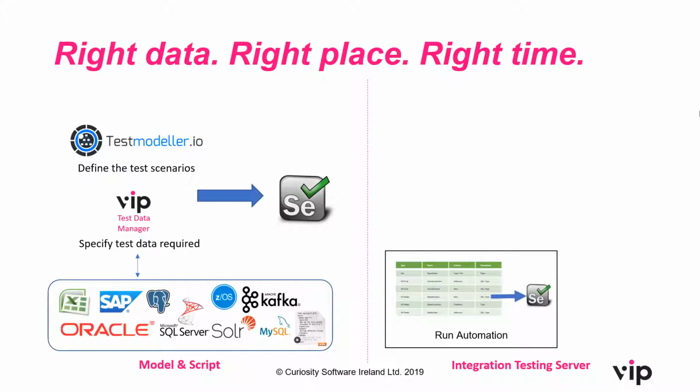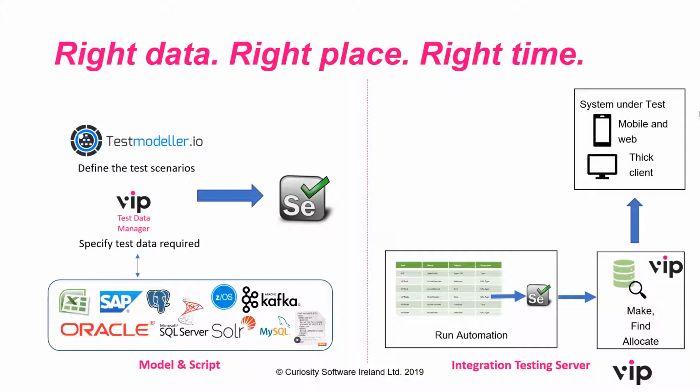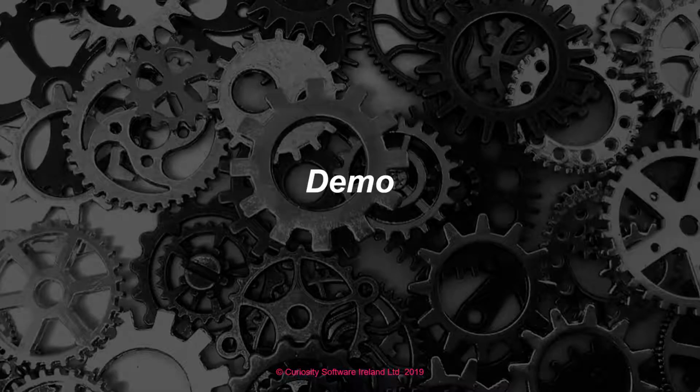When it comes to running the automation, we will dynamically on the fly make any data that we need to, find the data and match them to your test cases, and also allocate them so we avoid the tests cannibalizing each other. The tests will then run on your system under test, and finally we can collect the run results, enabling you to understand what has passed and what has failed. So let's jump in and take a look.